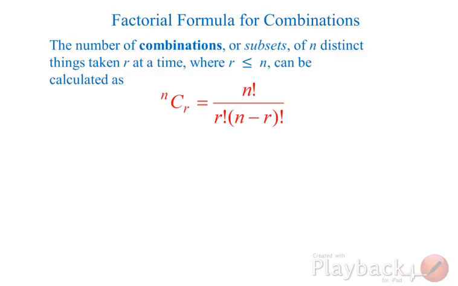The factorial formula for combinations is what we've seen already with the binomial theorem. So the number of combinations or subsets of n distinct things taken r at a time, where r is less than or equal to n, can be calculated as the following. It's n choose r, so the combination capital C, it helps if you associate it with choose. So n choose r is equal to n factorial all over r factorial times n take r factorial.